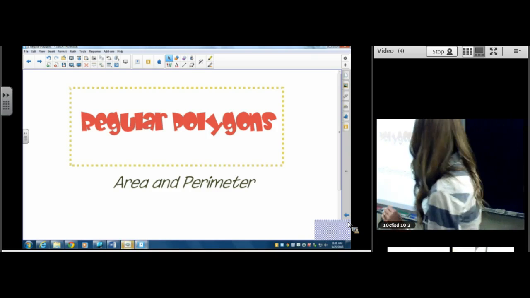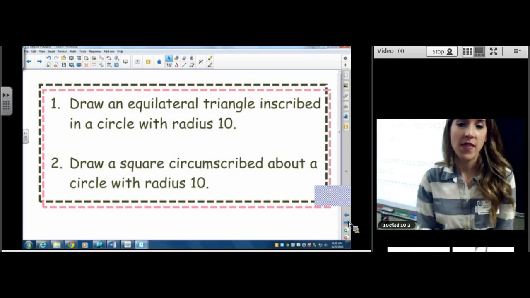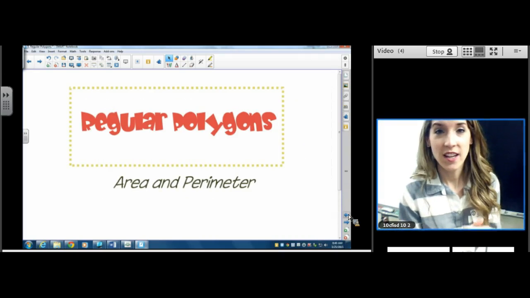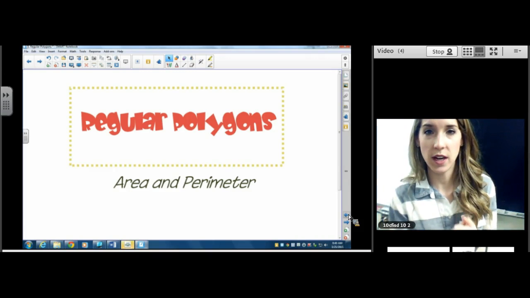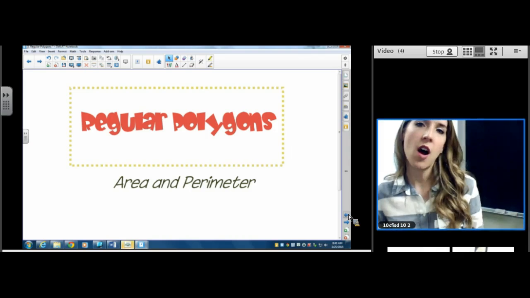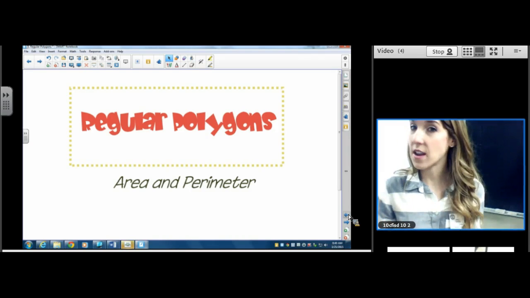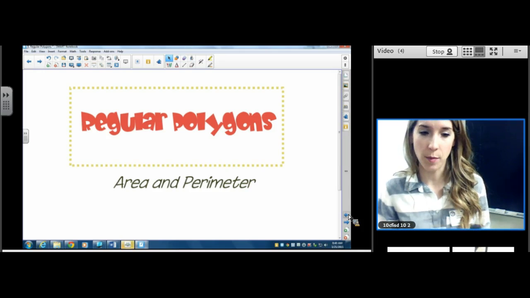Okay. So a regular polygon is a polygon where all sides are congruent and all angles are congruent. So this is only going to work when our polygons are regular. Would this formula work on an isosceles triangle? No. Would it work on an equilateral triangle? Yes, because an equilateral triangle is a regular polygon.